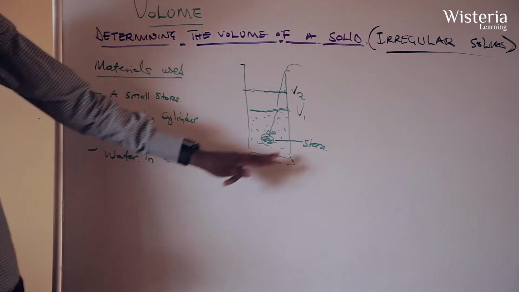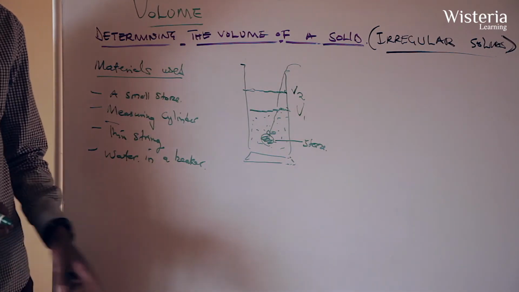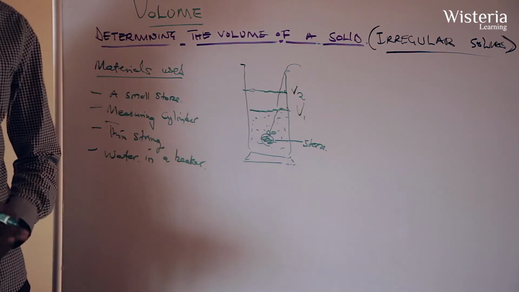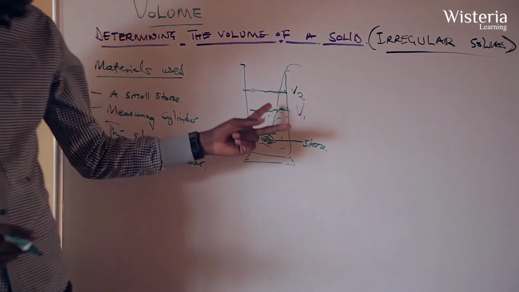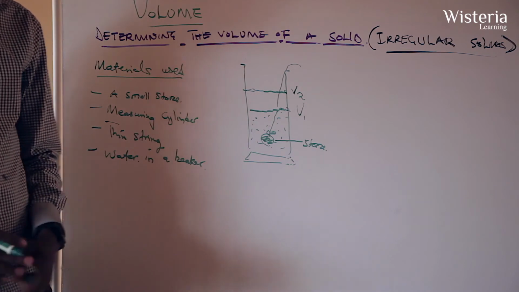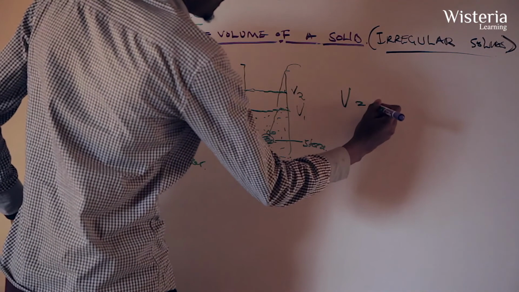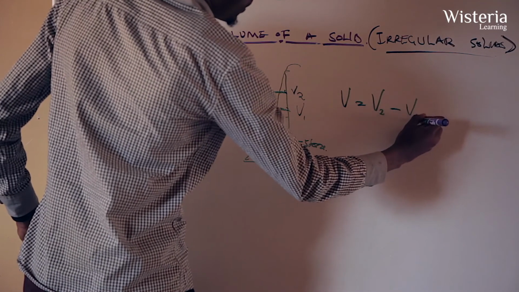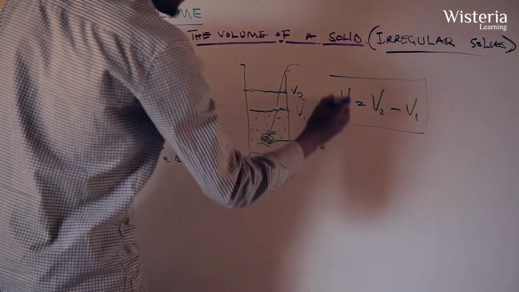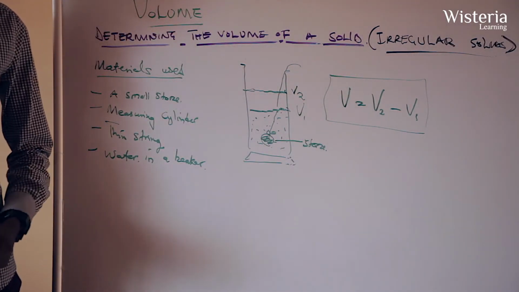So V1 is the volume of water without the stone, and V2 is the volume of water with the stone in it. So in order to determine the volume of this stone, you simply apply the formula. It says V equal to V2 minus V1. So that is what will give you the volume of the stone.